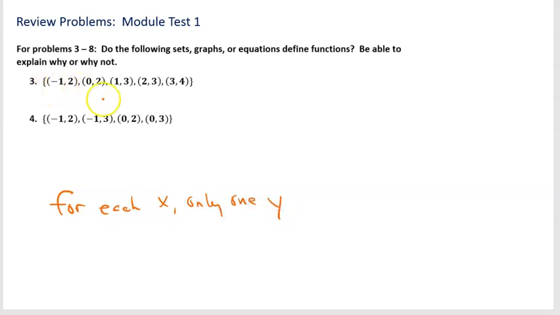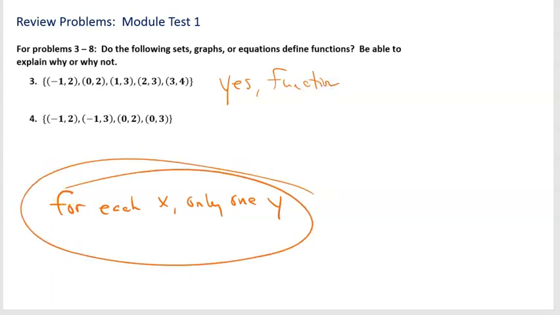So our x's in problem number 3 are -1, 0, 1, 2, and 3. They all vary. -1 only gives you one answer, and that happens to be 2. 0 only gives you one result, that happens to be 2 also. Doesn't matter that those 2's match. Where it goes wrong is if the x's match, but none of these x's match. Therefore, for each x, you only get one y. So yes, this is a function. And again, if I have to explain why, this is why. For each x, there's only one y.